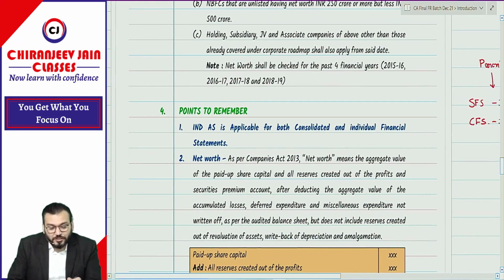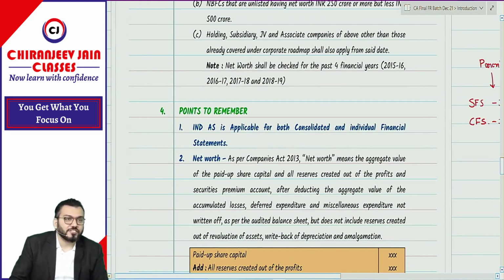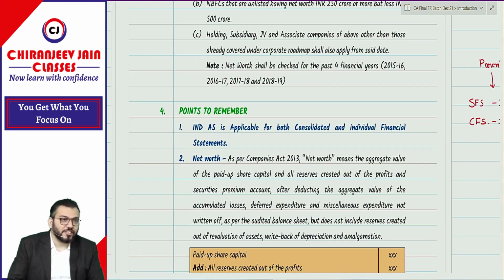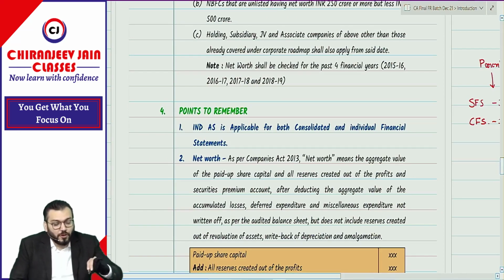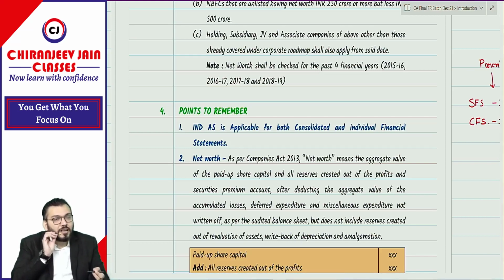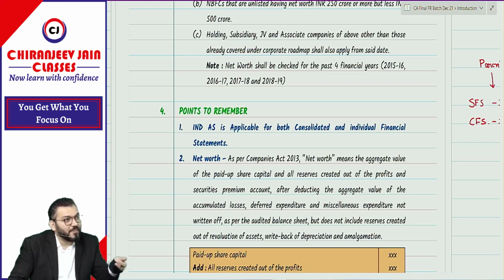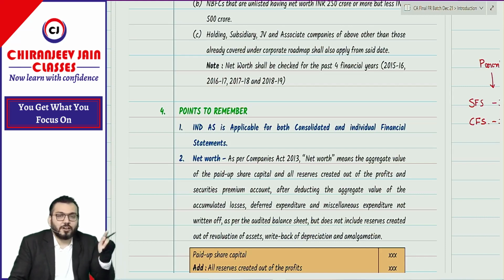Therefore, you can see it is written that Ind AS is applicable for both consolidated and individual financial statement. Now you must be thinking, why has the separate financial statement not been mentioned? I hope you are understanding my point. The point is that for a parent company, as per Ind AS, the consolidated financial statement is mandatory. Means they need to prepare the consolidated financial statement as per Ind AS, not as per the Companies Act.